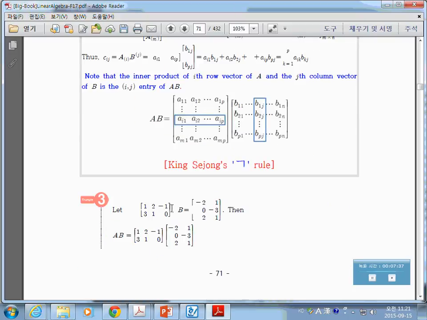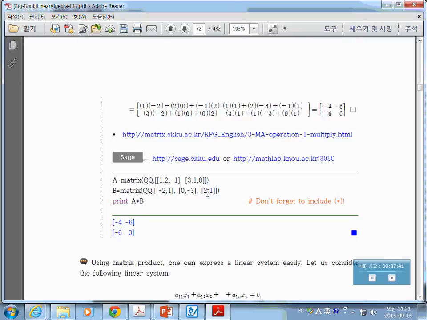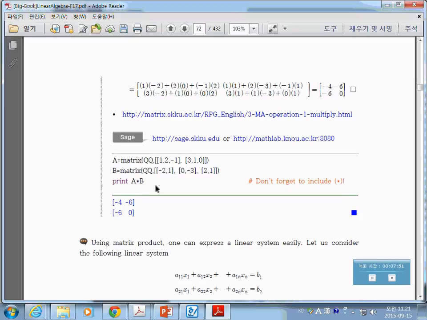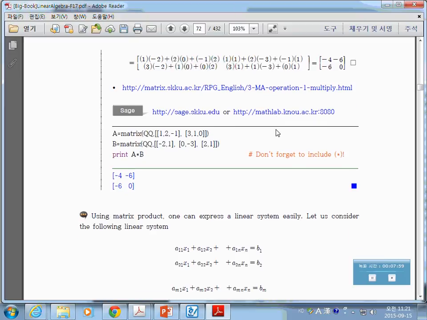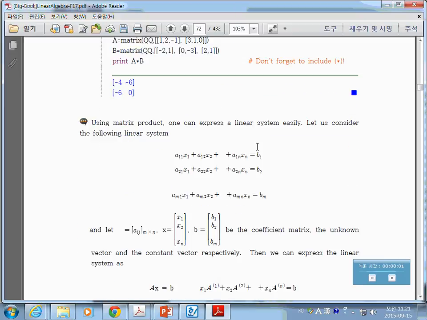So suppose you have two matrices A and B, then find the product of those two matrices. You just fill out the 1-1 entry, 1-2 entry, 2-1 entry, and 2-2 entry like this. And you can do the computation simply by giving A times B, A star B, which will give you the same answers like this, even for large size matrices.